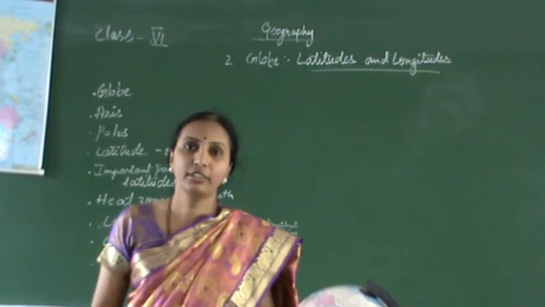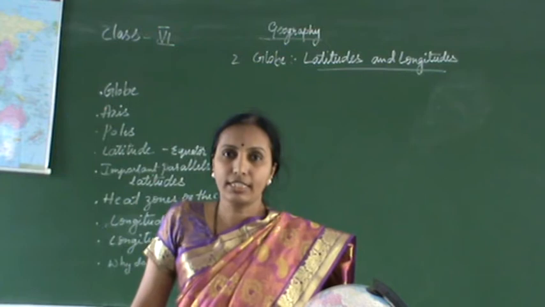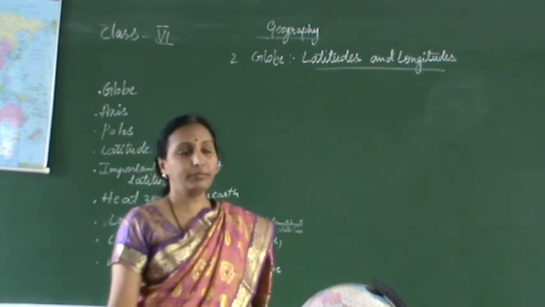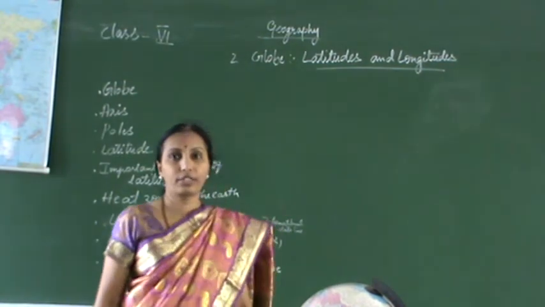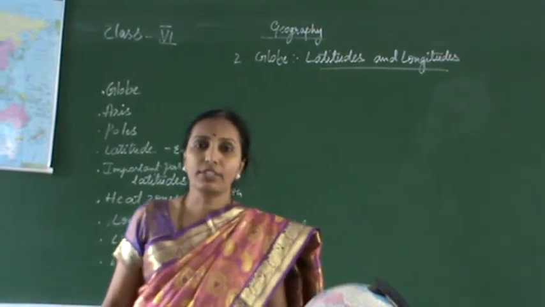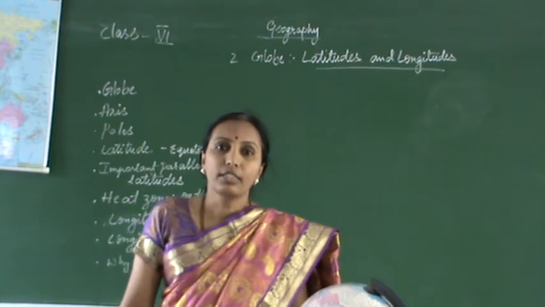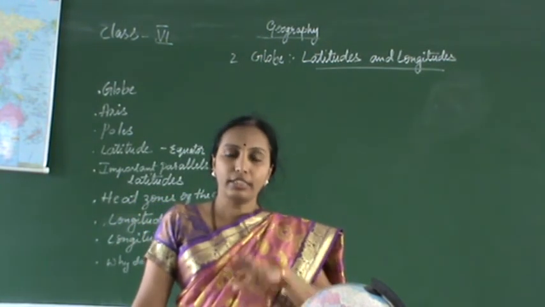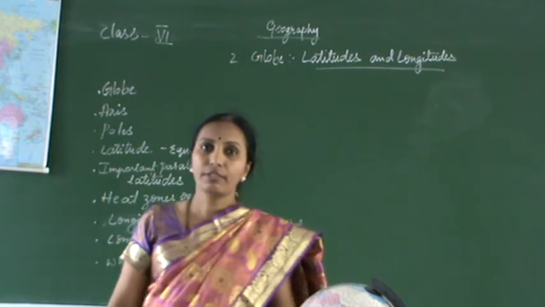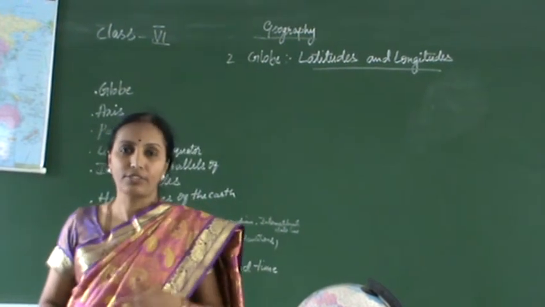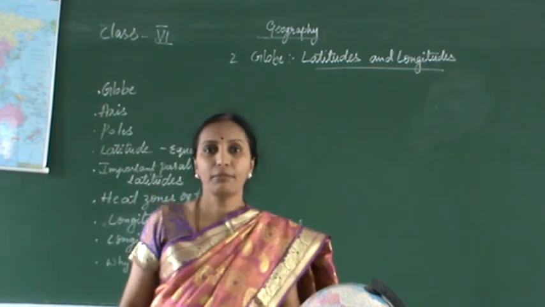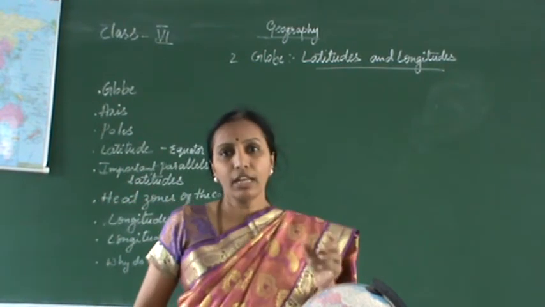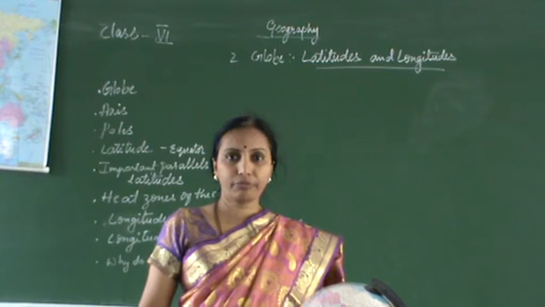Good morning, children. Today, class 6 geography lesson: globe, latitudes and longitudes. In the previous class, we studied the Earth in the solar system. We learned about the universe, planets, celestial bodies, stars, and moon. As we know, Earth is a planet and part of the solar system.